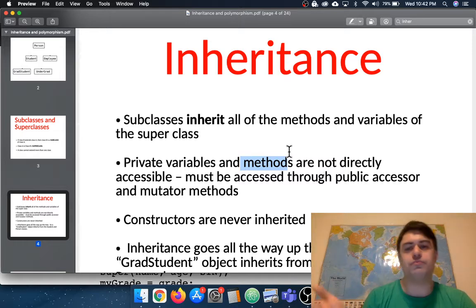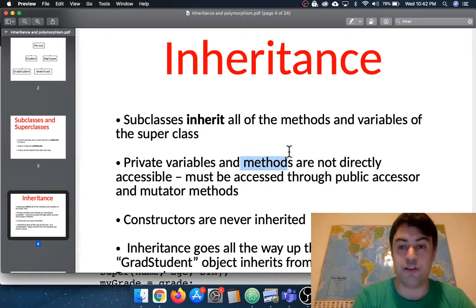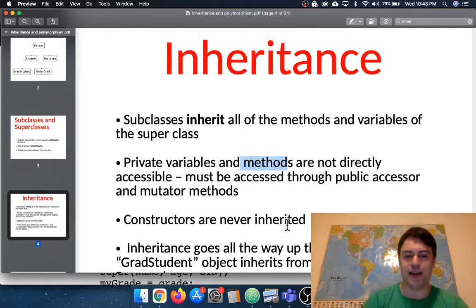So how do you use them? Well, you've got to go through those accessor and mutator methods, which you also inherited. So you're in good shape. You're going to be able to use them. Just make sure that you do use them. That's where you might go wrong. You can have some trouble with that.